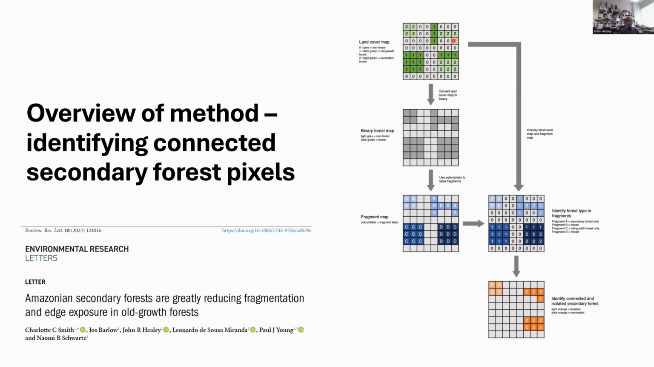And then she combined that with the three-way classification to separate out the components of each fragment that were old growth forest, shown as 1, or secondary forest, shown as 2. So for these 4 fragments, this one is secondary forest only, this one a mixture, this one old growth only, and this one mixed. And she was also able to then carry out the sort of fragmentation analyses to identify connected versus isolated secondary forest, and indeed old growth forest as well.